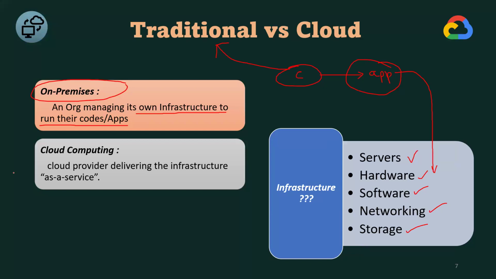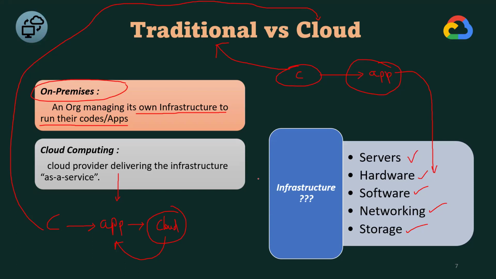In a cloud computing model, a cloud provider delivers the infrastructure as a service. So if this company wants to create a new application, they are going to depend on the cloud platforms. These cloud platforms provide the infrastructure for the application deployment. Such a deployment model, we call it a cloud computing model.